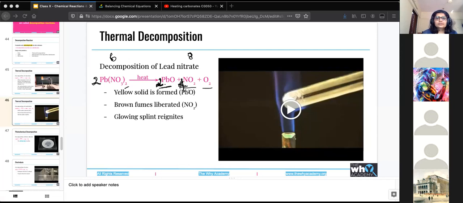So now let's see oxygen का क्या हाल है. How many oxygens on this side? 12. How many oxygens on this side? 12. Yeah. 2 plus 4 twos are 8. 2 plus 8 is 10 plus 2 is 12. Awesome. Our lead is also balanced. Nitrogen is also balanced. Oxygen is also balanced. Okay. So this is how you figure it out.